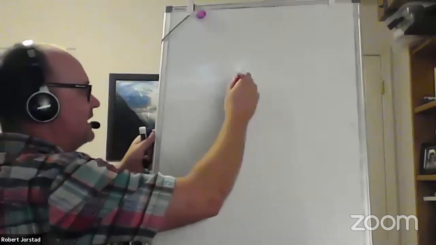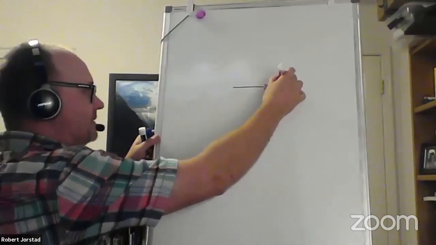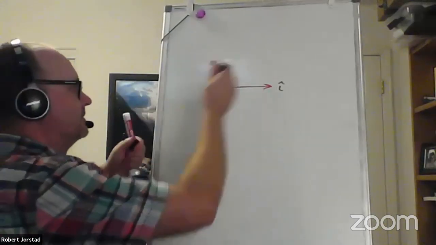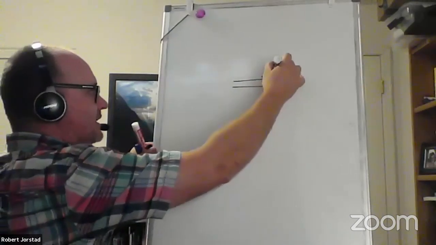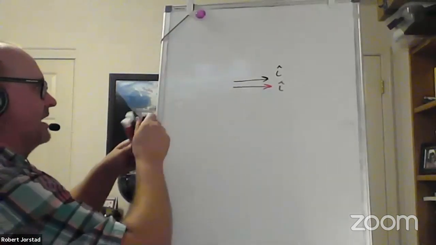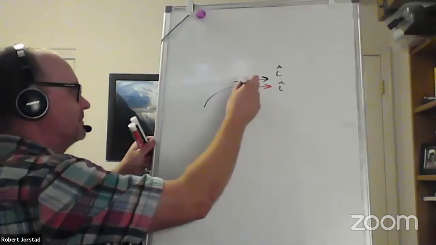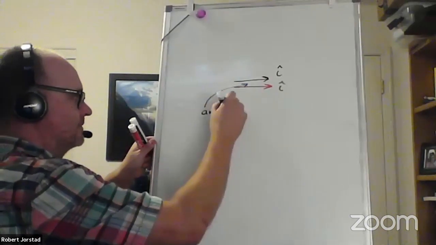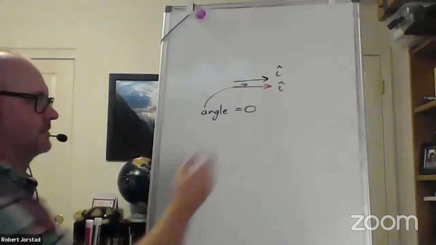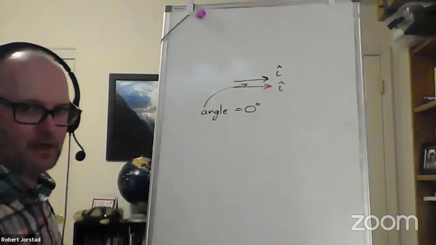Yeah. So drawing that again, I just erased it. I don't know why. There's another copy of I hat. And you just told me the angle between them is 0 degrees.